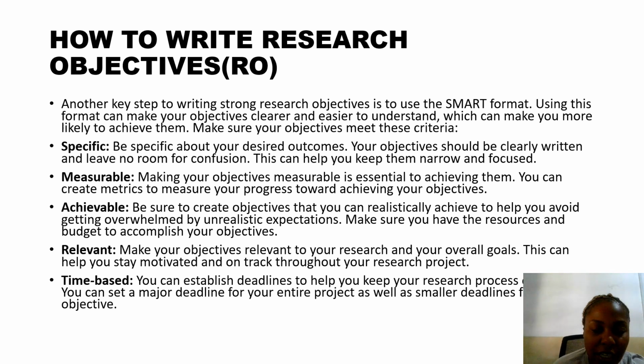S means specific. Be specific about your desired outcomes or the things that you are looking for. Objectives should be clearly written and leave no room for confusion. This can help you keep them narrow and focused. M is for measurable. Making your objectives measurable is essential to achieving them. You can create metrics to measure your progress towards achieving your objectives, or you can find standardized data collection instruments which can help you measure your objectives.